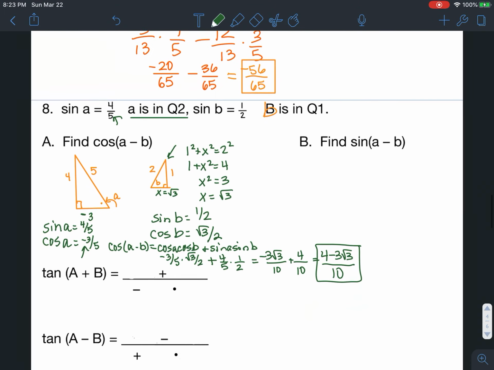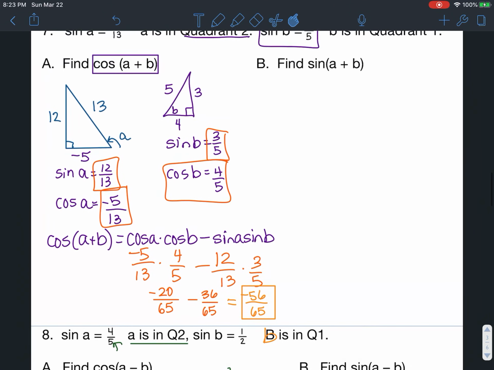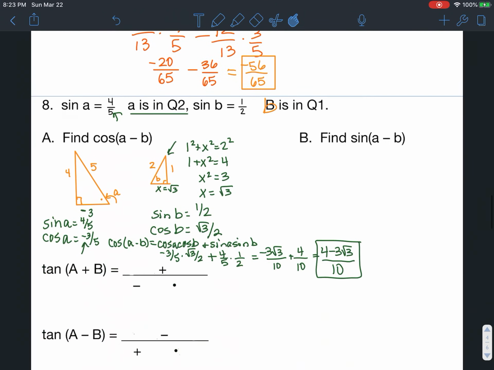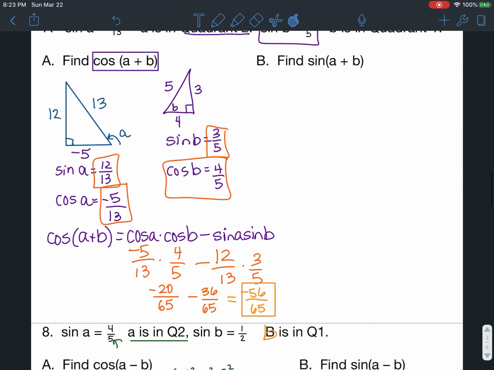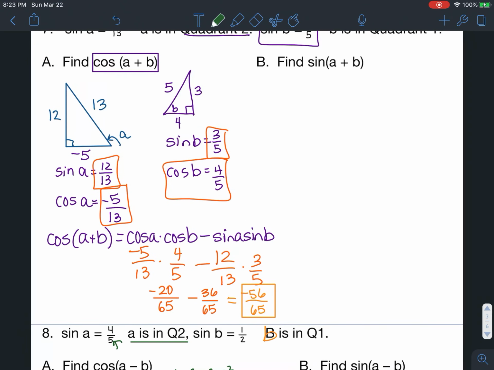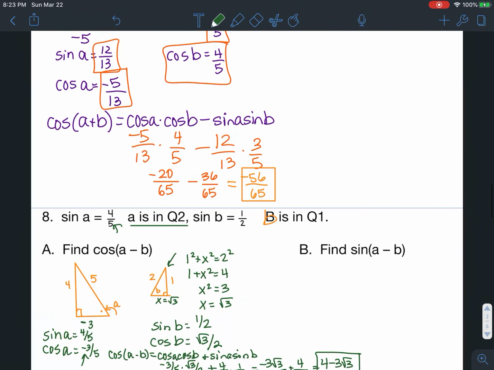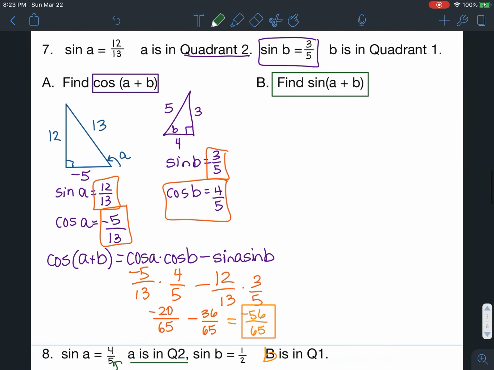Okay. Let's try the sine of A minus B. I feel like I skipped one from above, didn't I? I did. Whoops. Well, I'll tell you what. Let's leave these to you. So you go ahead and do sine of A plus B by yourself. And on this one, you go ahead and do sine of A minus B by yourself.